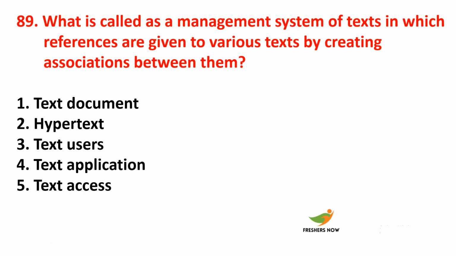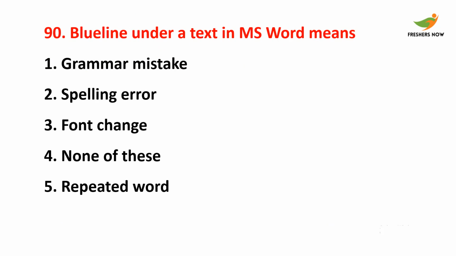89th question. What is called as a management system of text in which references are given to various texts by creating associations between them? And the answer is option 2, hypertext. 90th question. Blue line under a text in MS Word means? And the answer is option 1, grammar mistake.